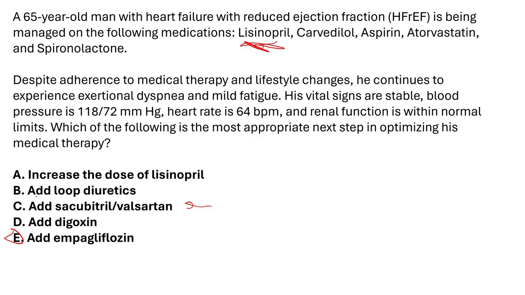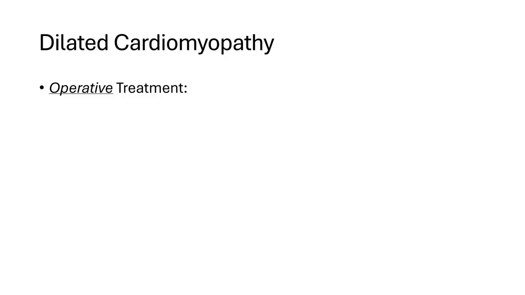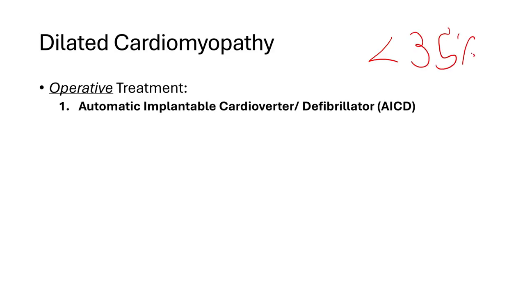Now let's keep moving forward with other treatment options, such as operative treatment options. Now there are 2 primary operative treatments for dilated cardiomyopathy. Both occur with a set ejection fraction. That set ejection fraction is typically less than 35%. So the first one is something known as an AICD. Essentially, this is a defibrillator. This is done when the ejection fraction is less than 35%.